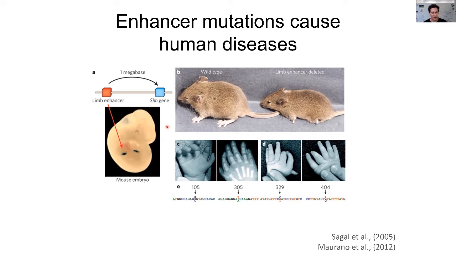And this is a very classic example where we're showing that if you actually remove this limb enhancer in these mice, they will no longer develop functional limbs. And furthermore, in humans, if you have individual mutations to these regions, you can see a very dramatic difference in the limbs and how they're developing.